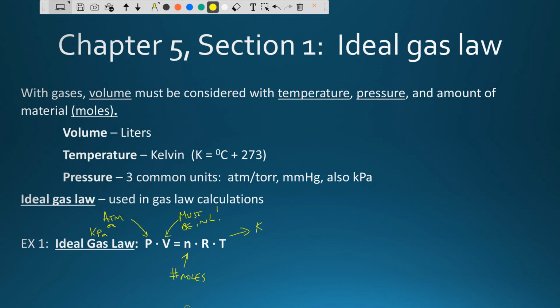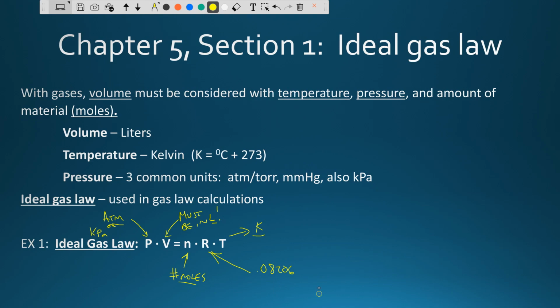Now, if we're going to be putting everything in these units, then we can use our value for R. And for us in AP Chemistry, our value for R will be 0.08206. That's if we're in atmospheres, liters, moles, and Kelvin. That's where that value will come in.